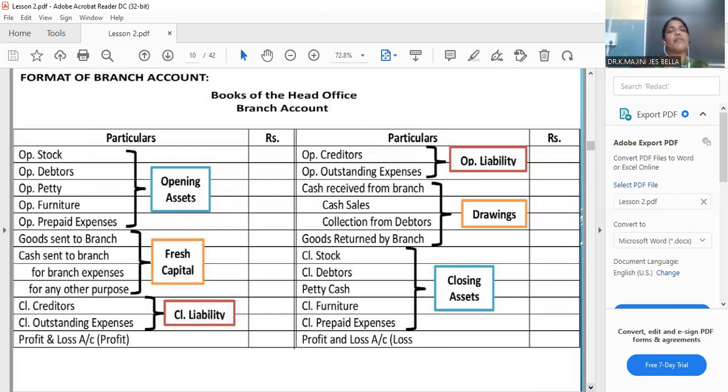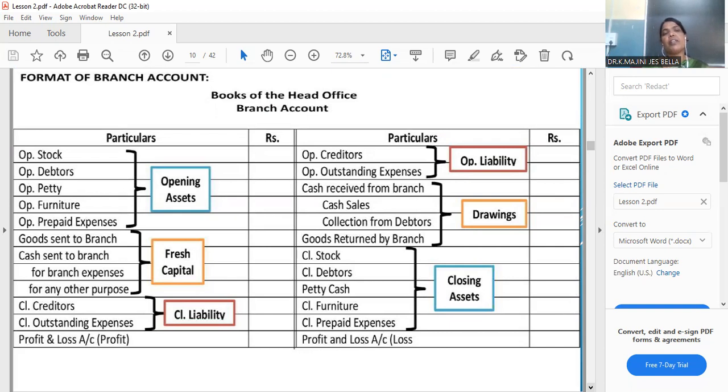What are the items that will appear on the debit side? To opening stock, to debtors, to petty cash, to furniture, to prepaid expenses. These are the items, only the opening balances. Then goods sent to branch, then cash sent to branch for branch expenses or for any other purposes, then closing creditors, closing outstanding expenses. These are the items that will appear on the debit side of the branch account in the books of the head office.